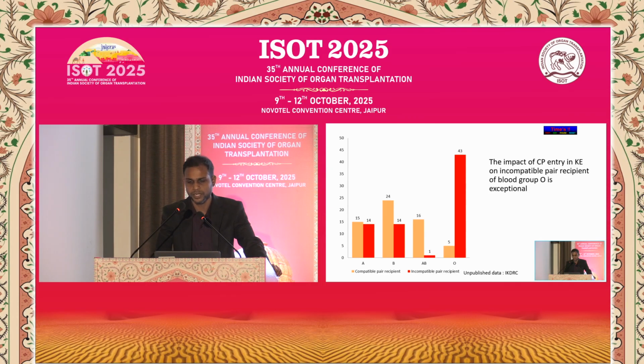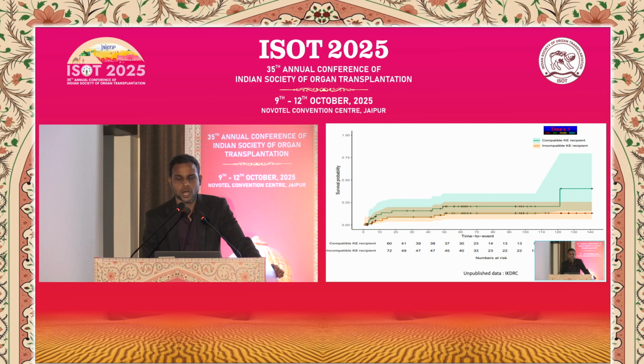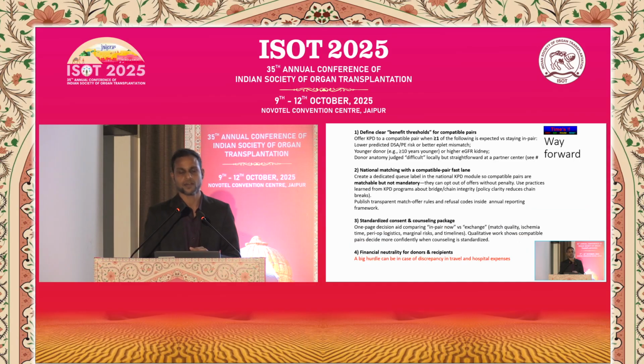The impact of compatible pair entry: even if we get a compatible pair which has an O donor, it just changes the whole scenario. We will get a better match and a better chain, and even an elongated, complete chain can be possible, because we are getting an O donor. One more thing I want to highlight is that the compatible pairs we are engaging in our exchanges are mostly doing well. We have to take care that the recipients are doing well when we ask them for compatible pair entry. This is the outcome: there was no difference in our study, compatible versus incompatible, both in terms of graft loss and mortality.